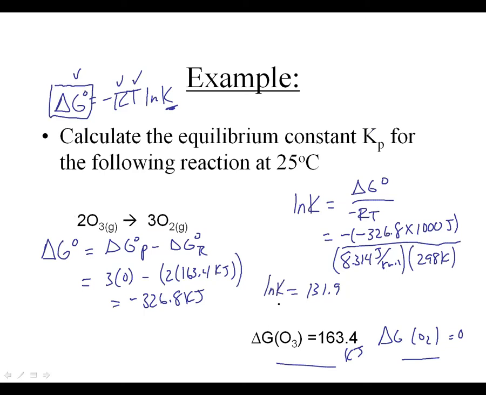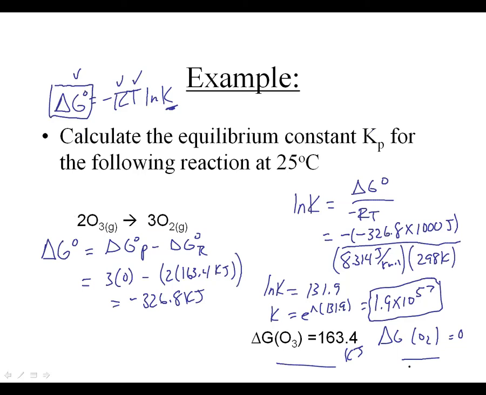We're then going to take e to both sides, right? So K would equal e to the 131.9. If we do that, we're going to hit something like 1.9 times 10 to the 57, give or take with some rounding, depending on where you rounded. That will get you the equilibrium constant. Any questions on that calculation?